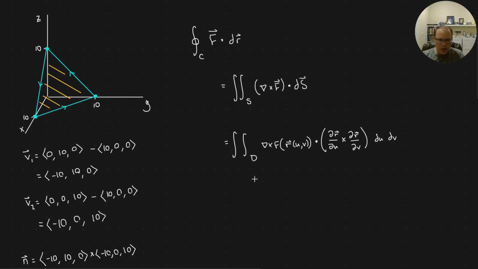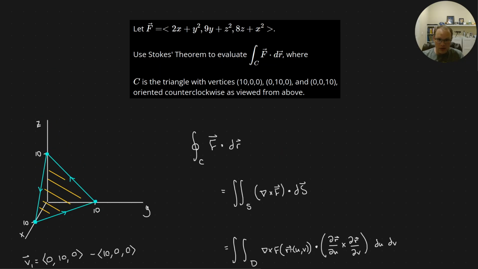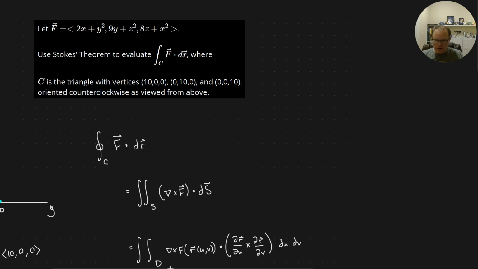All right. So we have this. That's just going to be 1, 1, 1. We need the curl of our vector field. Here's our vector field up here. Let's go off to the side here.